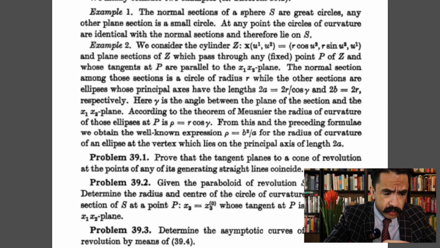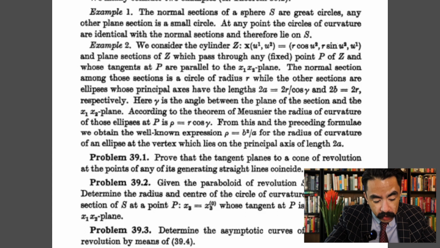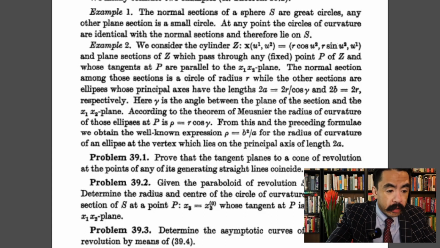Example 2. We consider the cylinder Z with a vector parametric representation given by x(u1, u2) = (r cos u2, r sin u2, u1), and plane sections of Z which pass through any fixed point P of Z, and whose tangents at the point P are parallel to the x1, x2 plane. The normal section among those sections is a circle of radius r, while the other sections are ellipses whose principal axes have the lengths 2a = 2r over cos gamma and 2b = 2r respectively. Here, gamma is the angle between the plane of the section and the x1, x2 plane. According to the theorem of Meusnier, the radius of curvature of those ellipses at P is rho = r cos gamma.